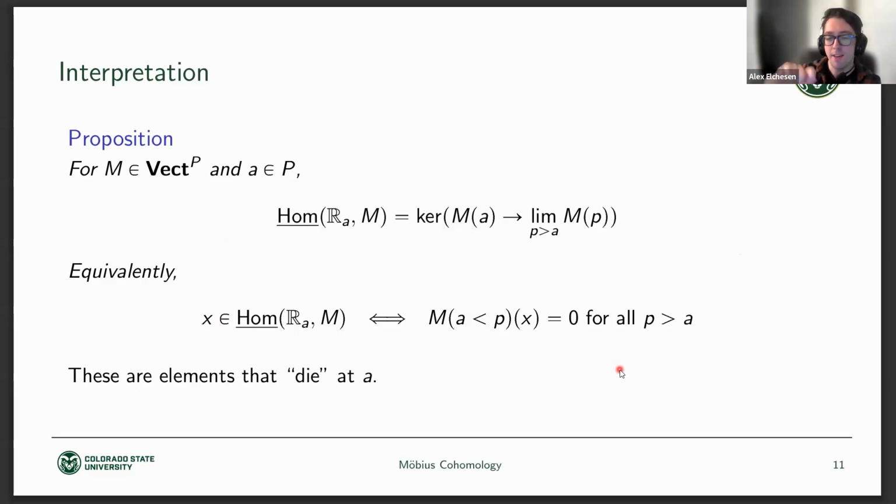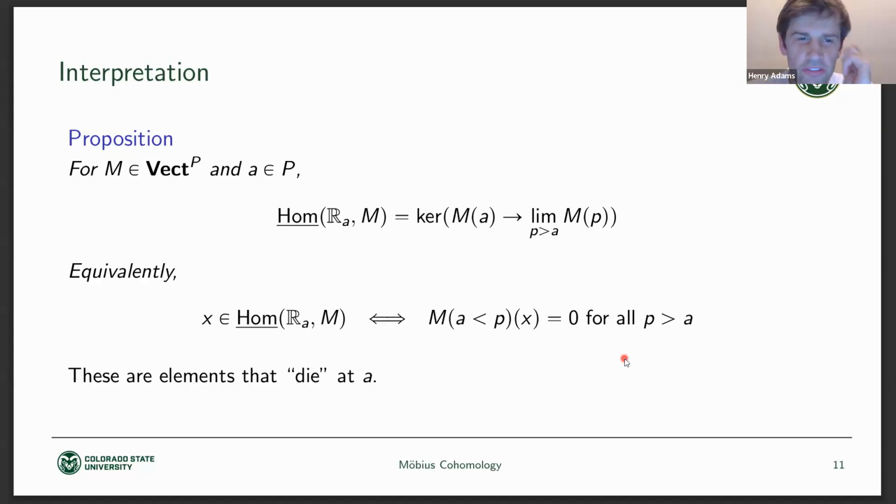So in other words, if I have a point P, which is greater than A, and I'm standing at A, and I apply one of the maps from my P module from A to that P, then I have to get 0. So I think of these as the elements that died at A. These are things that exist at or before A potentially, but they don't exist at any place past A.